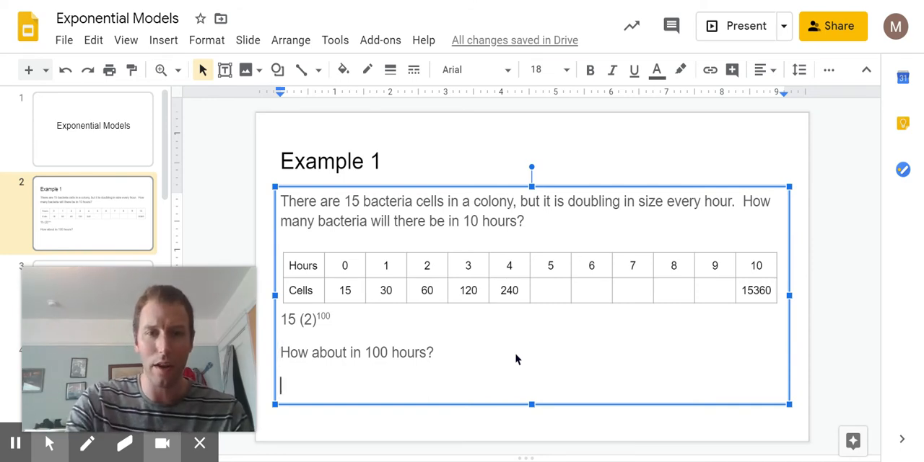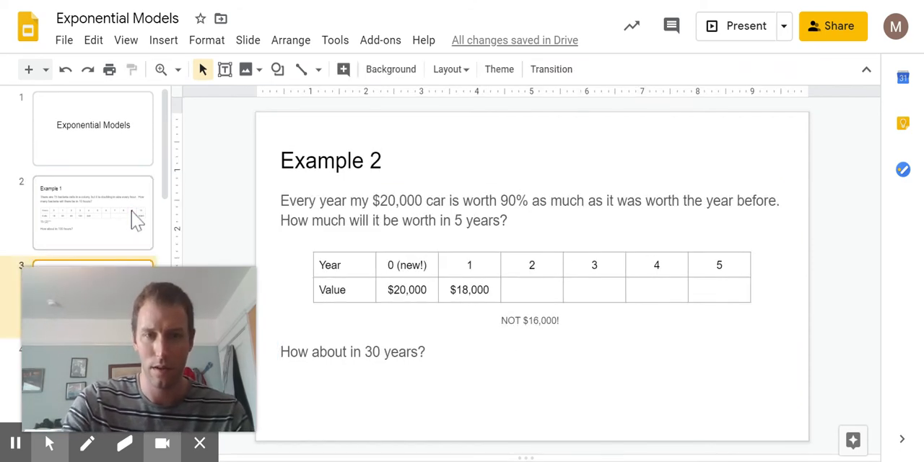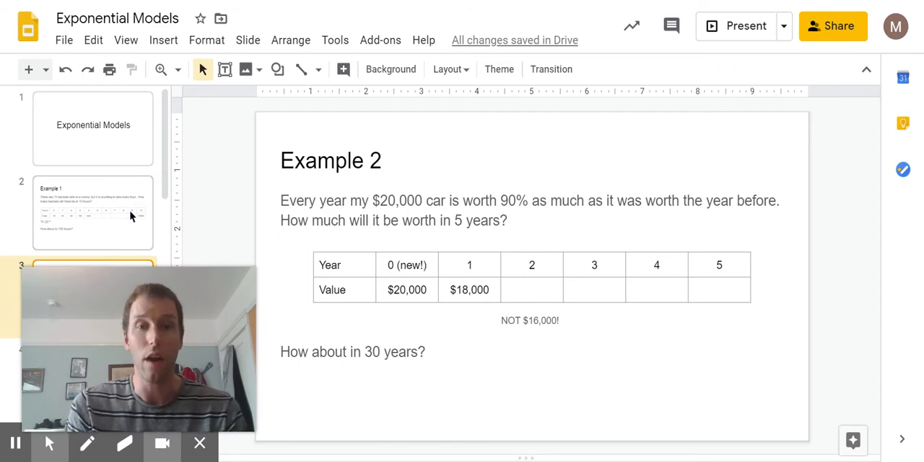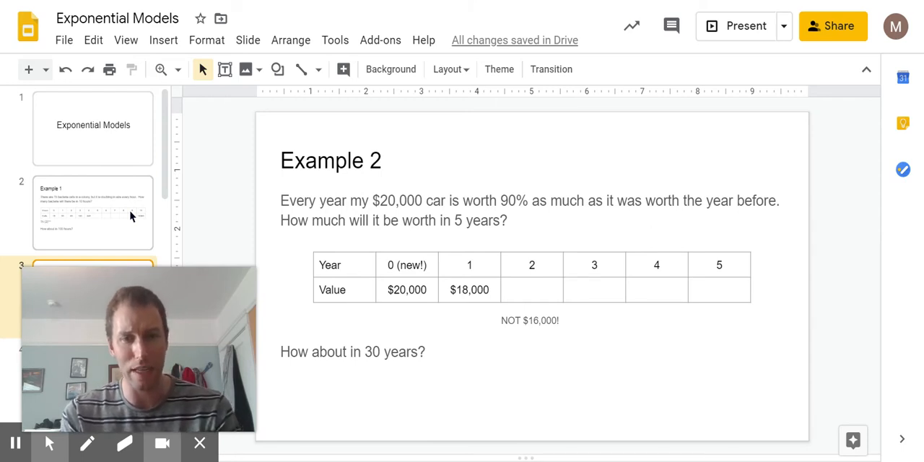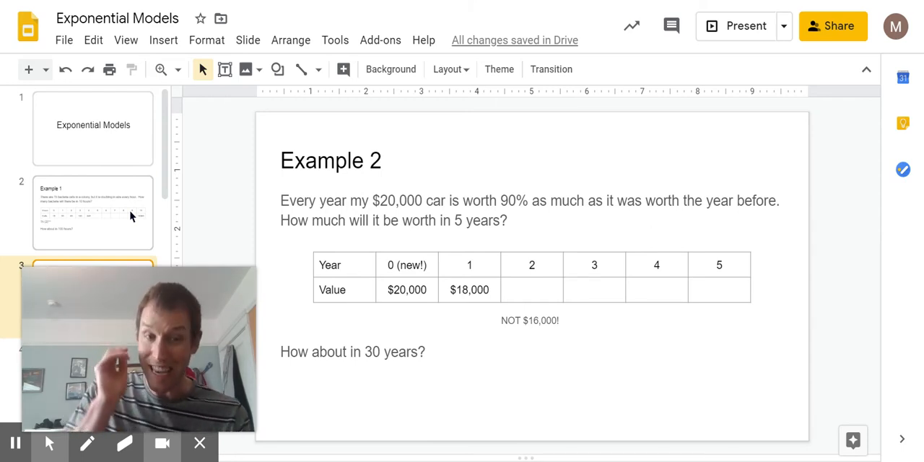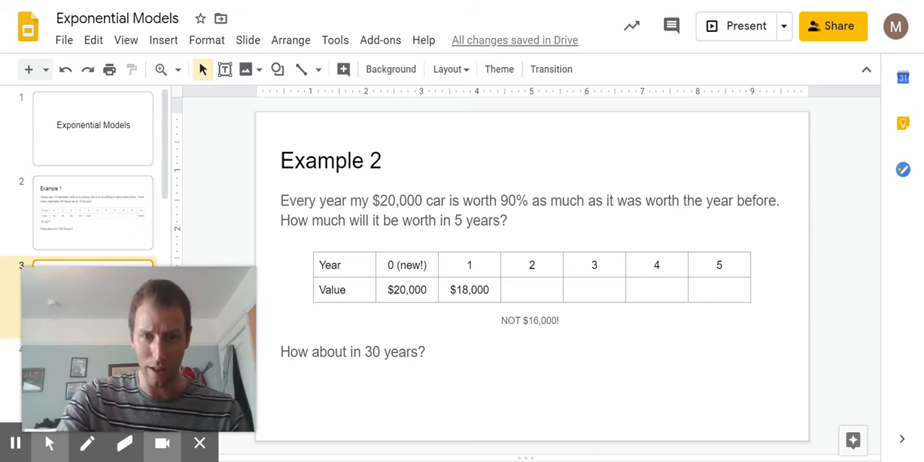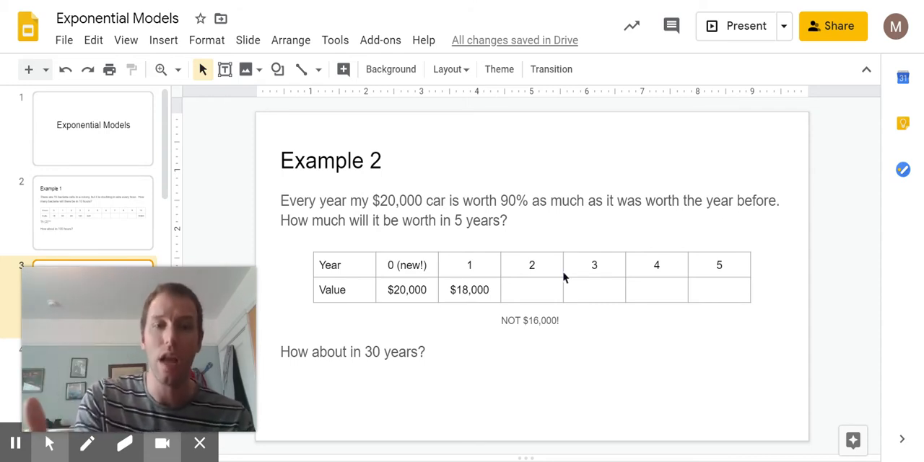Let's try another example here. Every year, my $20,000 car is only worth 90% of what it was worth the year before. Brand new, it's $20,000. 1 year old, 90% of $20,000 is $18,000. 2 years old, it's not $16,000. That's linear, a drop of $2,000 per year. That's not what's happening. It isn't dropping by a constant amount. It's dropping by a constant percentage.